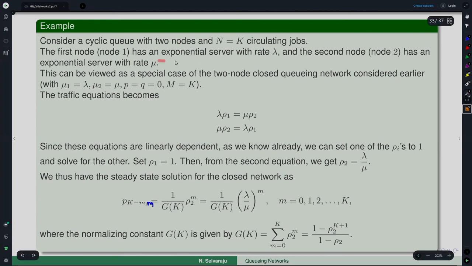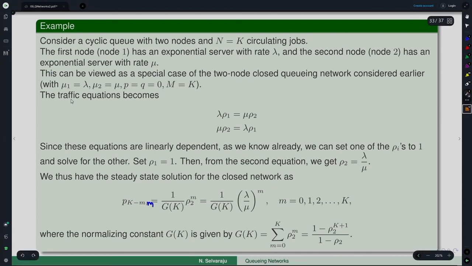The first node is an exponential server with rate lambda, and the second node is an exponential server with rate mu. Now, remember, this can be viewed as a special case of the two-node closed queuing network example that we have considered earlier. There, after each node there could be a feedback with certain probability, and it could go to the other node with certain probability. Now if you remove that feedback, then what you get is exactly this example that we are looking at.